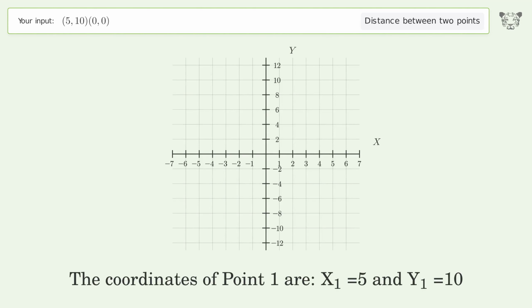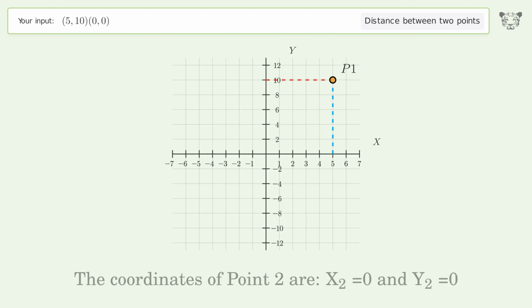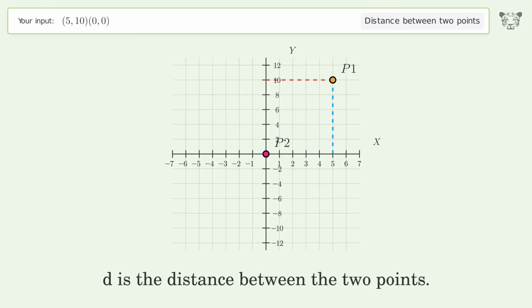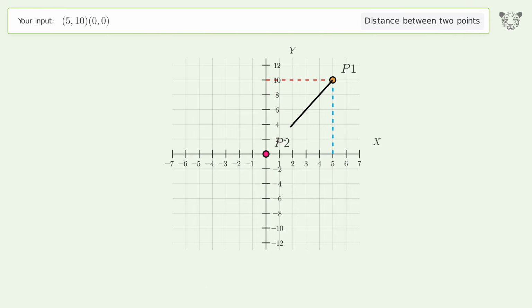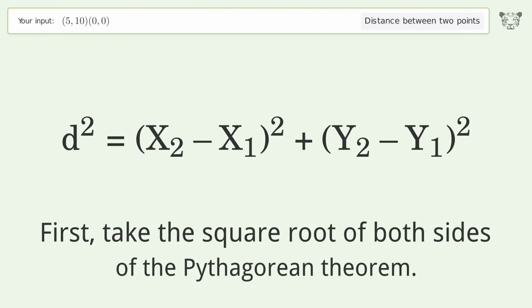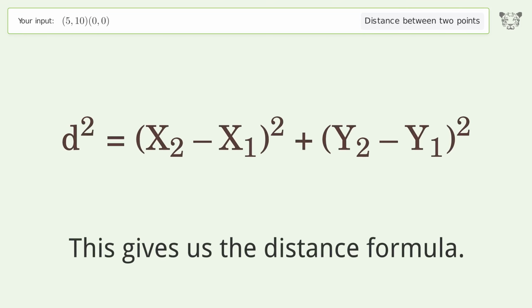The coordinates of point 1 are x1 equals 5 and y1 equals 10. The coordinates of point 2 are x2 equals 0 and y2 equals 0. D is the distance between the 2 points. First, take the square root of both sides of the Pythagorean theorem. This gives us the distance formula.